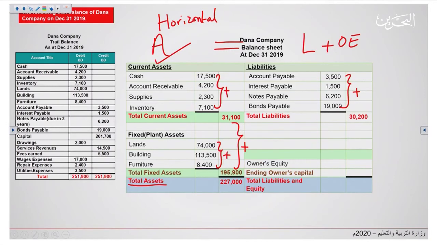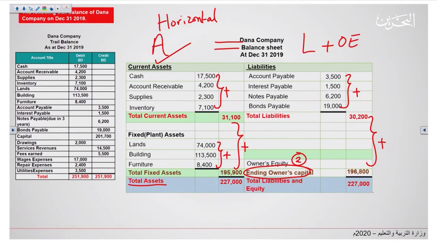Now we will list the owner's equity, and we only have the ending capital, which we calculated from the statement of owner's equity in step number 2. We will get this amount and we will list it here. Then we will calculate the total liability and equity by adding these two amounts.